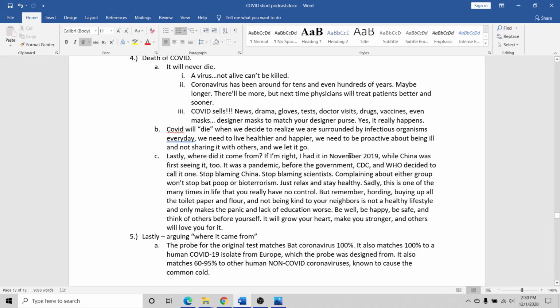Look, if I'm right, I had it back in November of 2019, just a few days after Thanksgiving when I had chest congestion and a fever, when China was first seeing it too. It was a pandemic before the government, CDC, and WHO decided to call it one, okay? So first of all, stop saying pandemic because let's face it, if you don't leave 20 miles from your house, you're not pandemic, you are endemic. You are in an isolated area.